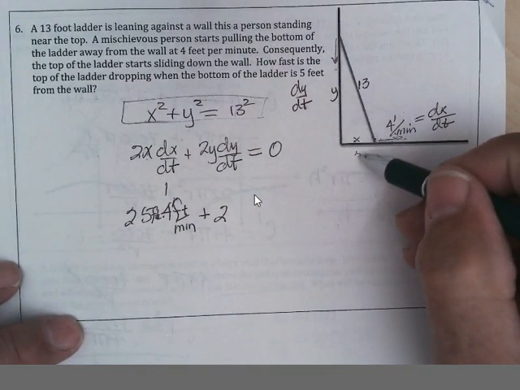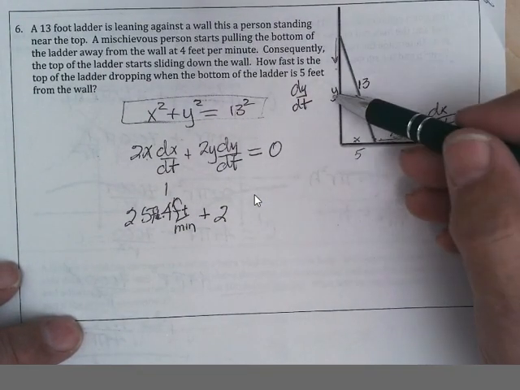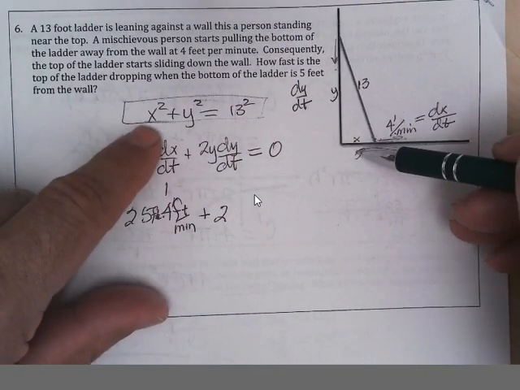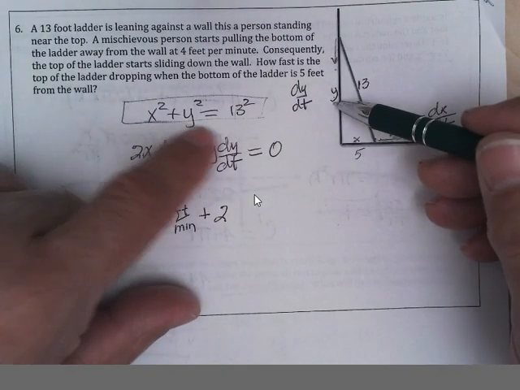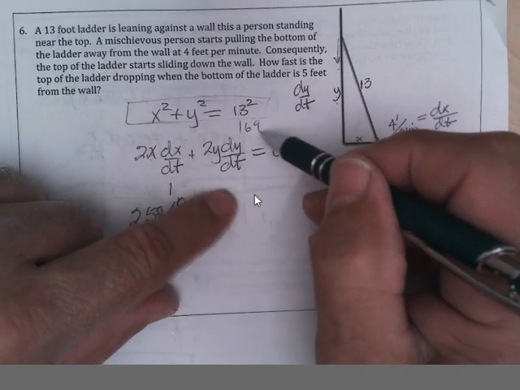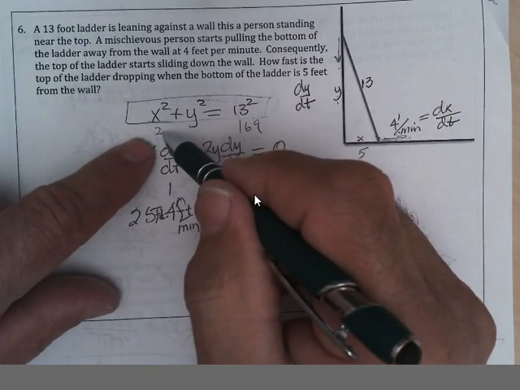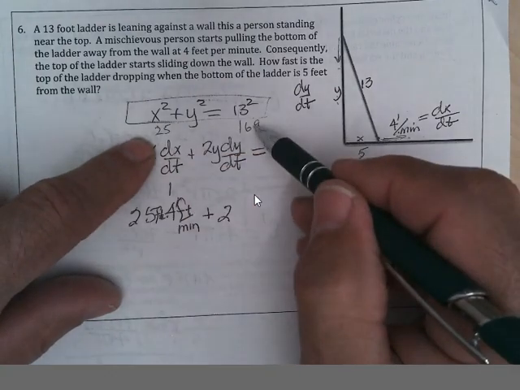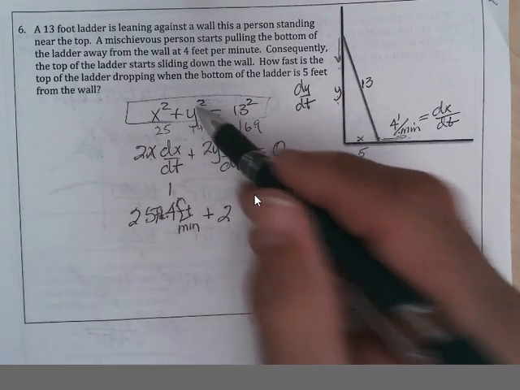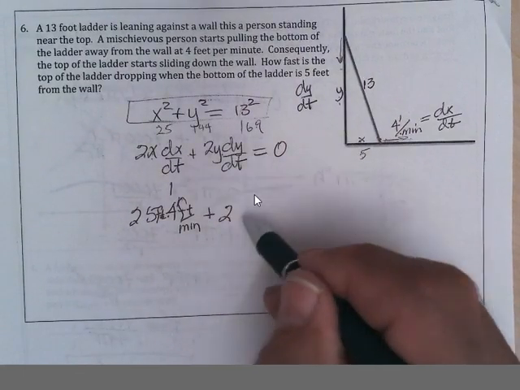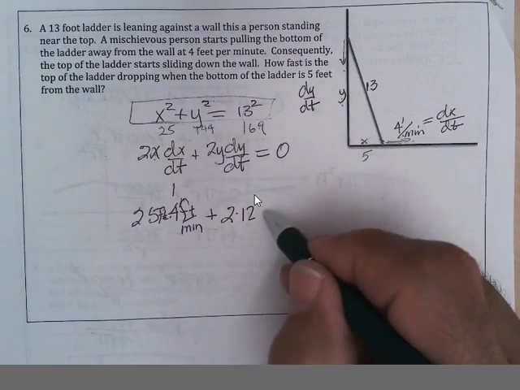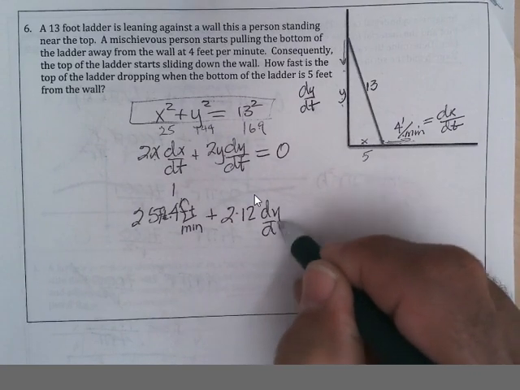Well, if this is 5 at that instant, what's y? So using the same idea again, 5 squared plus something squared is 13 squared. That's 169. 5 squared is 25. 25 from 169 is 144. So y would be 12, the square root of 144, times dy dt.